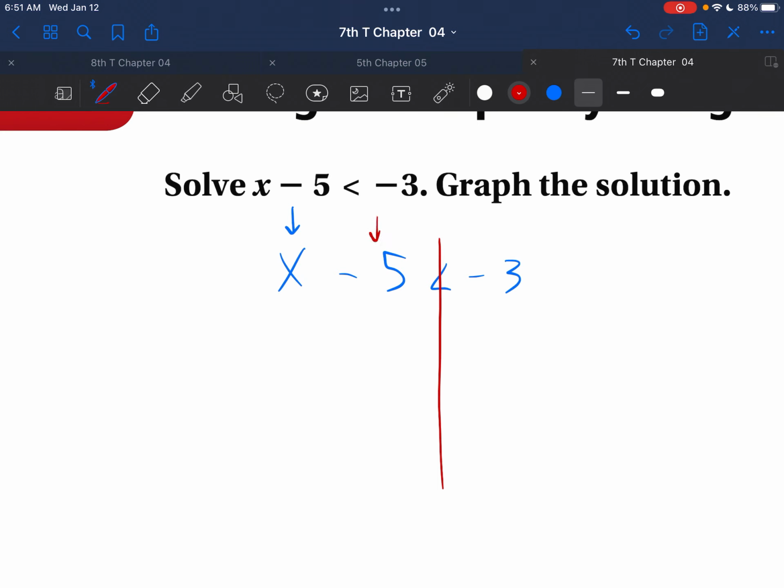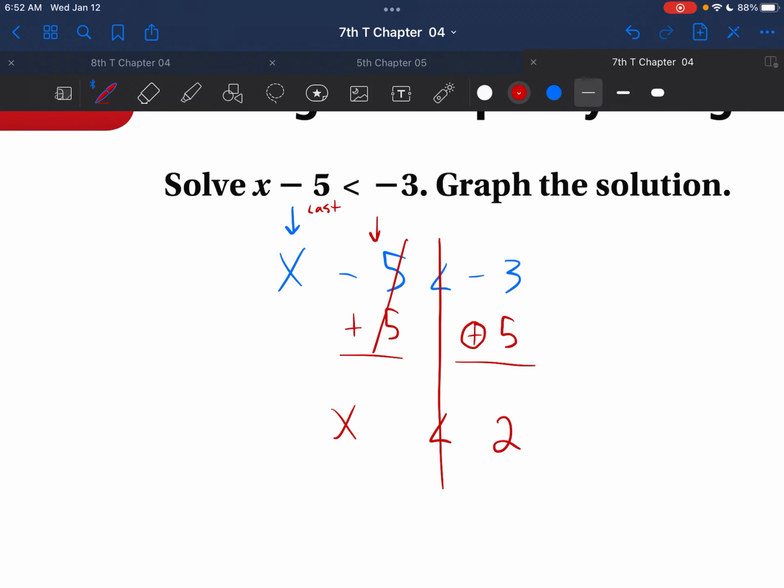We're going to get rid of this because we want to do this last. What is the opposite of a negative 5? Well, that's a positive 5. Don't forget to cross it off. Whatever you do on one side, do it to the other. That is a positive 5. But they are different signs, so if they are different signs, you have to subtract. 5 minus 3 is 2. We also have more positives. Don't forget to drop everything down. You now have x is less than 2.